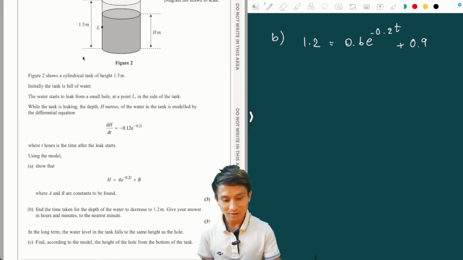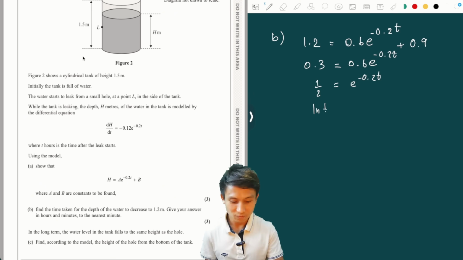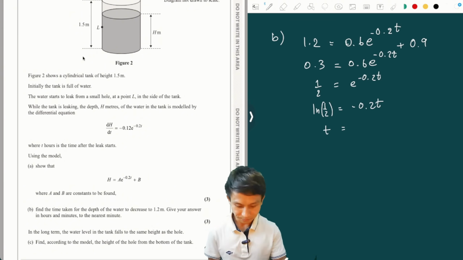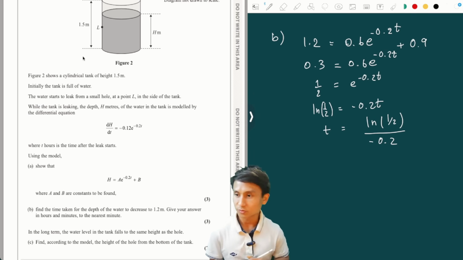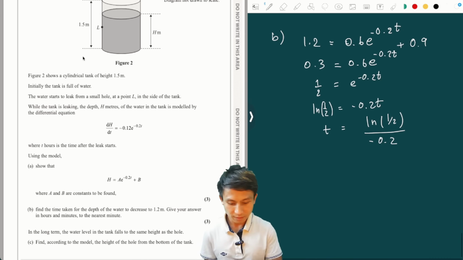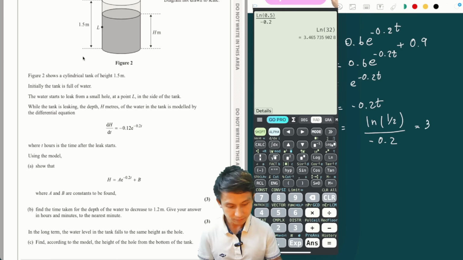That's the bottom line. Okay, anyway, so I'm solving this, so I get 0.3 equals 0.6 e to the minus 0.2t there. So dividing both sides by 0.6, I get 1 over 2 here equals e to the minus 0.2t. So ln of 1 over 2 equals minus 0.2t. So t is ln of 1 over 2 divided by minus 0.2. We're just going to use a calculator for that, of course. So ln of 0.5 divided by minus 0.2 surely should be a positive number.